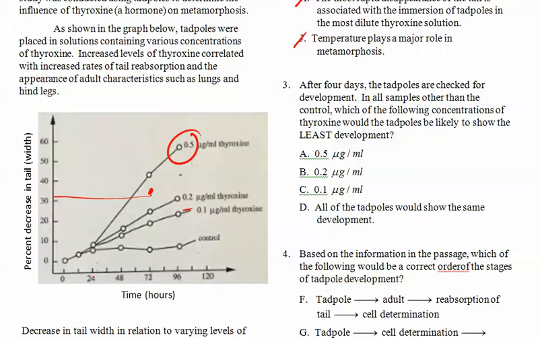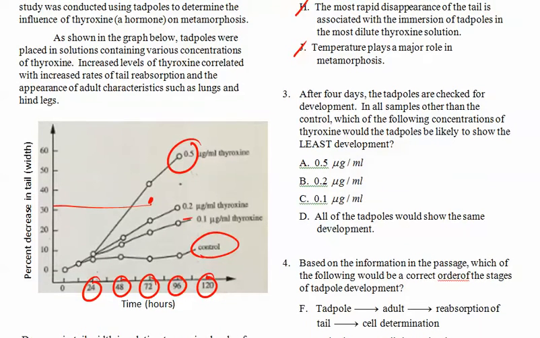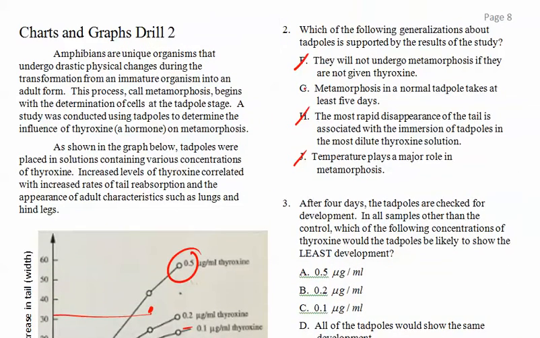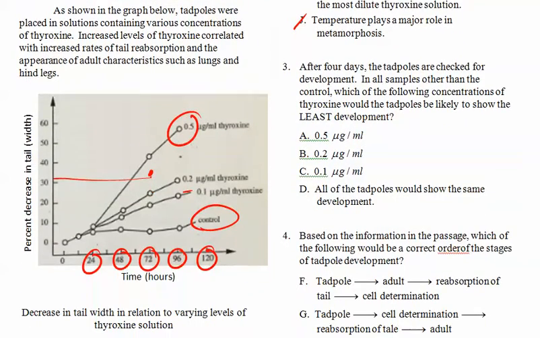Here we have 0 days, 1 day, 2 days, 3 days, 4 days, 5 days, and that's the control group that we haven't done anything to, and it hasn't lost its tail completely. So that's what they're saying here. It takes at least 5 days. Gotcha. After 4 days, the tadpoles are checked for development, and all samples other than the control, which of the following concentrations would the tadpoles be likely to show the least development?